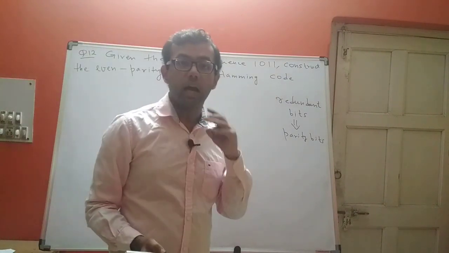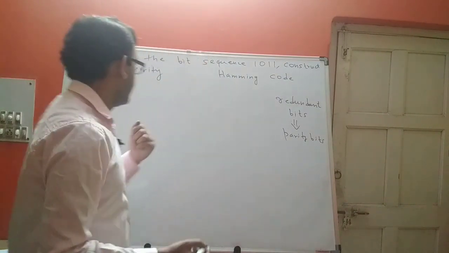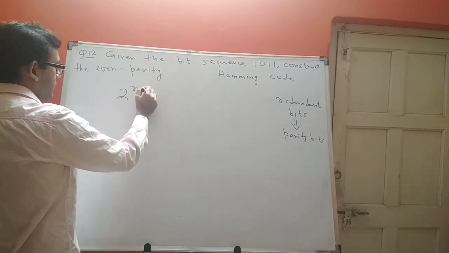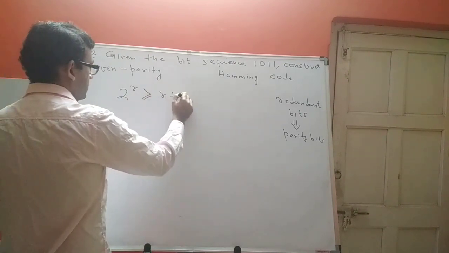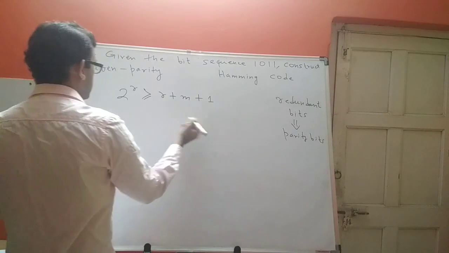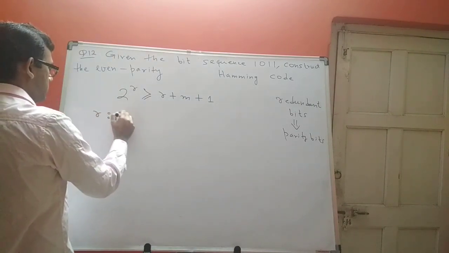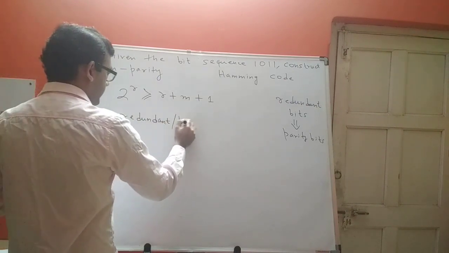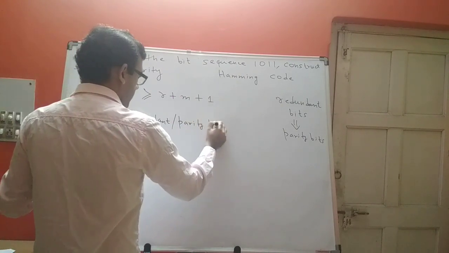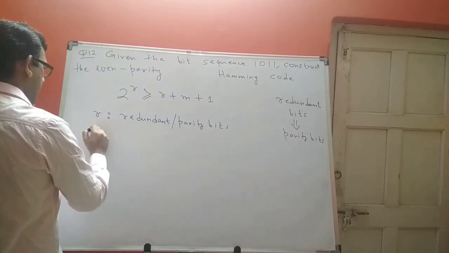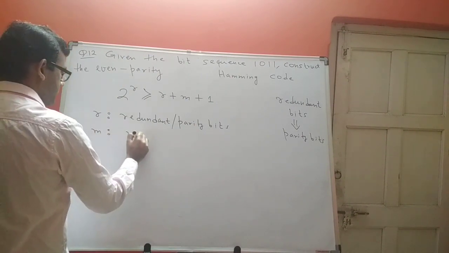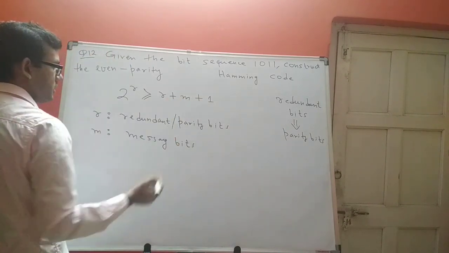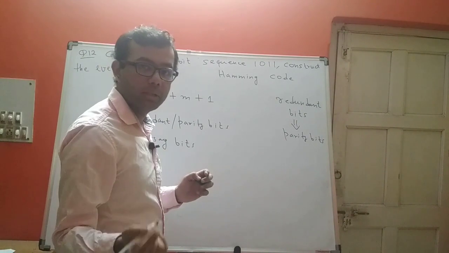Now the question is, how many redundant bits do you add? That question is answered through this relation: 2 to the power of r is greater than or equal to r plus m plus 1. Here r denotes the number of redundant bits or parity bits, and m denotes the number of message bits. Using this relation, you will be able to find the number of parity bits that you require.